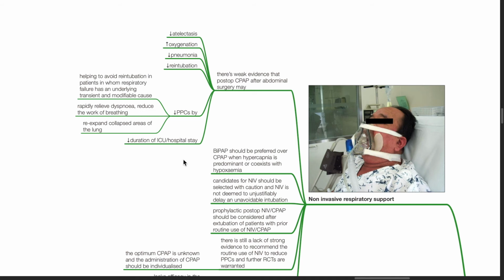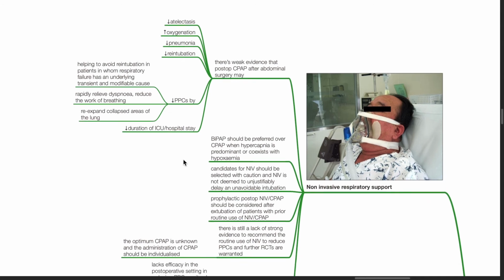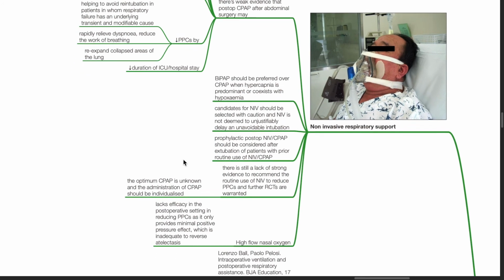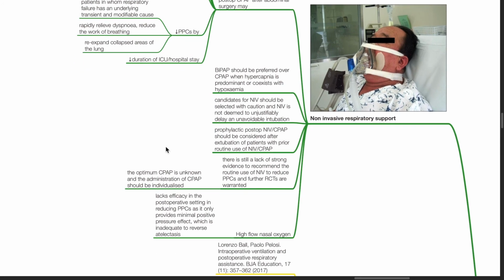NIV rapidly relieves dyspnea, reduces the work of breathing, and re-expands collapsed areas of the lung. BiPAP should be preferred over CPAP when hypercapnia is predominant or coexists with hypoxemia. Candidates for NIV should be selected with caution, and NIV should not unjustifiably delay an unavoidable intubation. Prophylactic post-op NIV or CPAP should be considered after extubation of patients with prior routine use of NIV or CPAP.